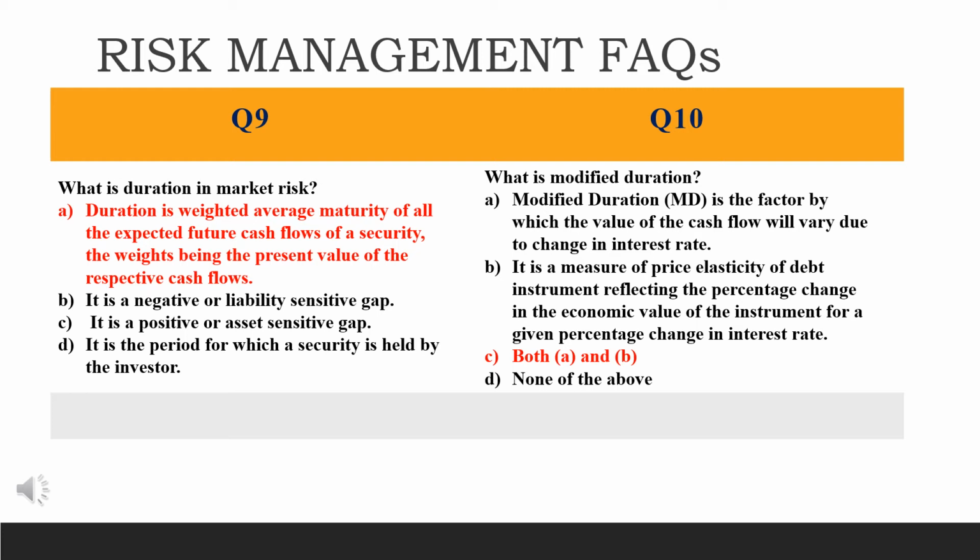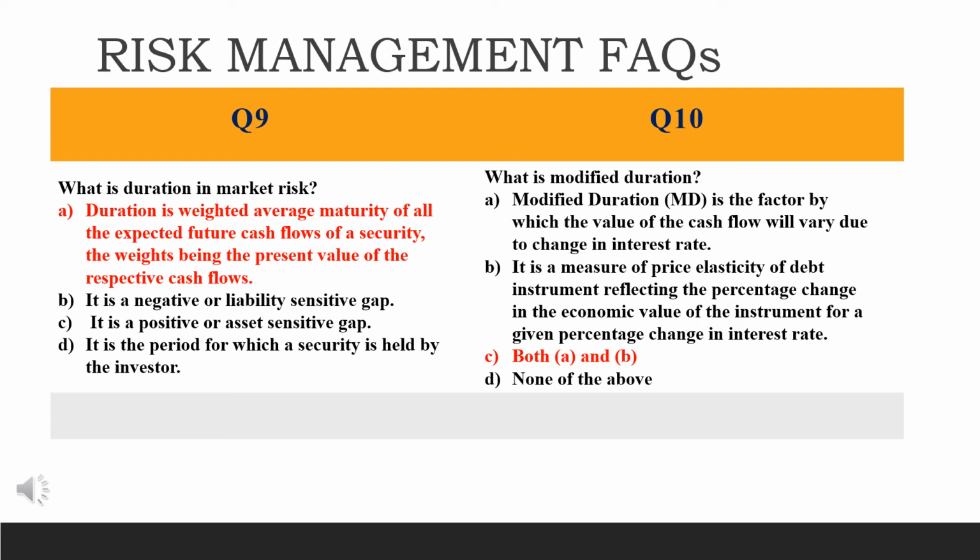So what is the answer here? What is the duration in market risk? The answer is option A. Duration is the weighted average maturity of all the expected future cash flows of a security, the weights being the present value of the respective cash flows. I will give you an example for this. Just now I said, duration is the weighted average maturity of all the expected future cash flows of a security, the weights being the present value of the respective cash flows.